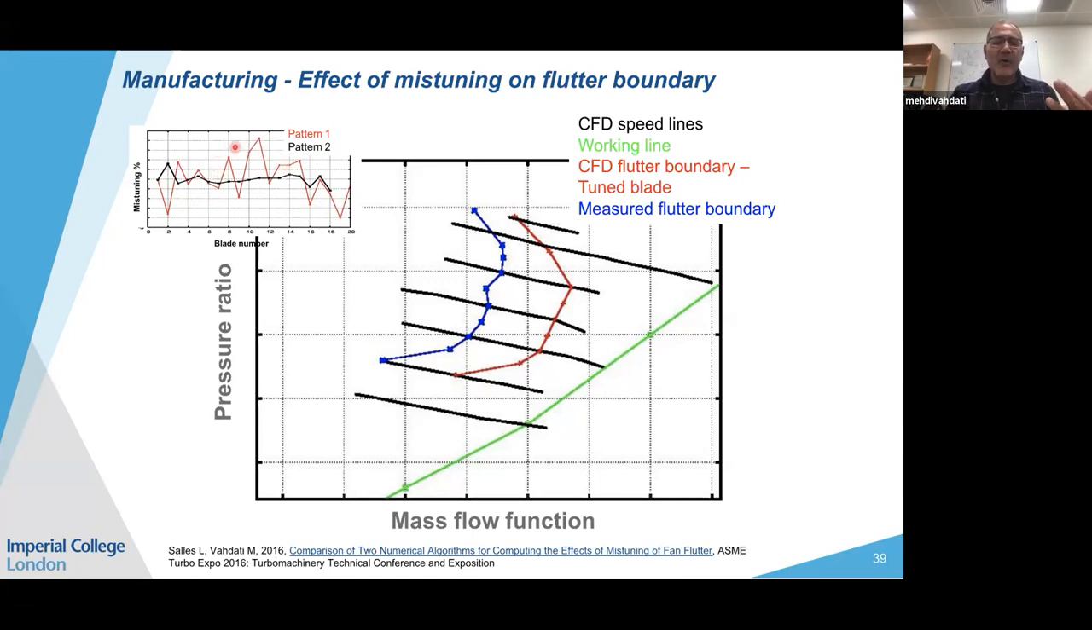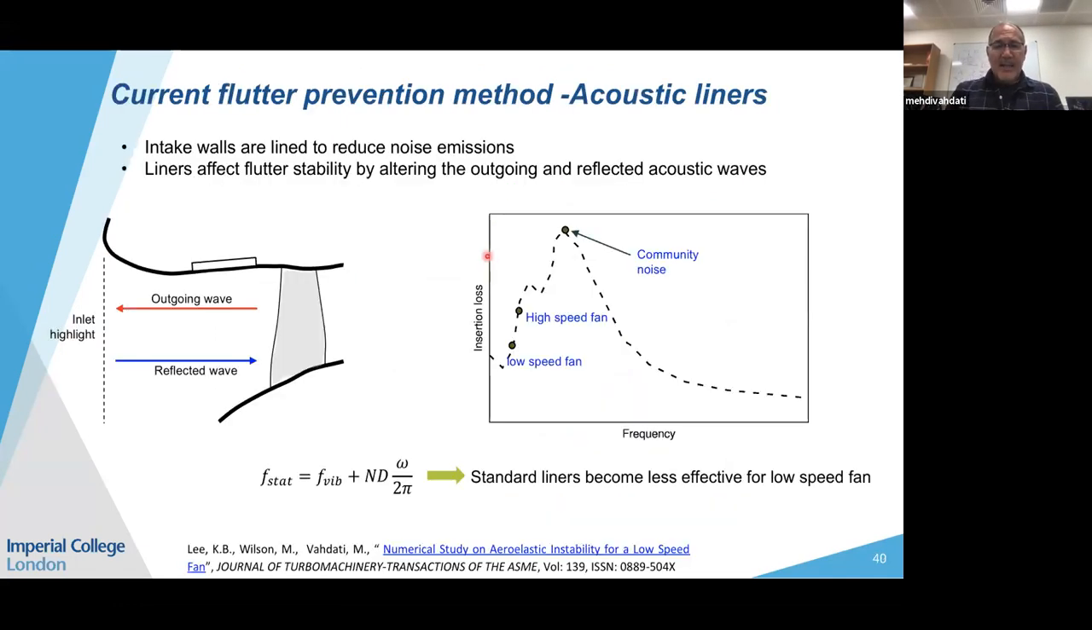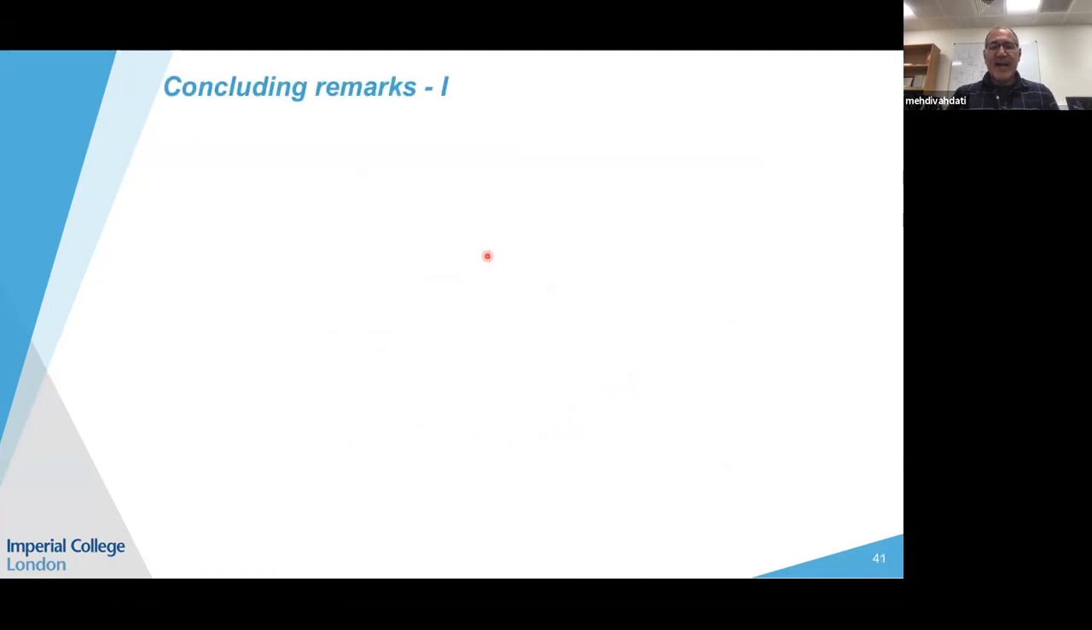And it's well known that mistuning has beneficial effects on damping. So consequently, if you add the correct amount of mistuning in your CFD results, you can see that your flutter boundary goes very close to the measured flutter boundary. So not all the problems always come from CFD. And let's forget that. And thank you.